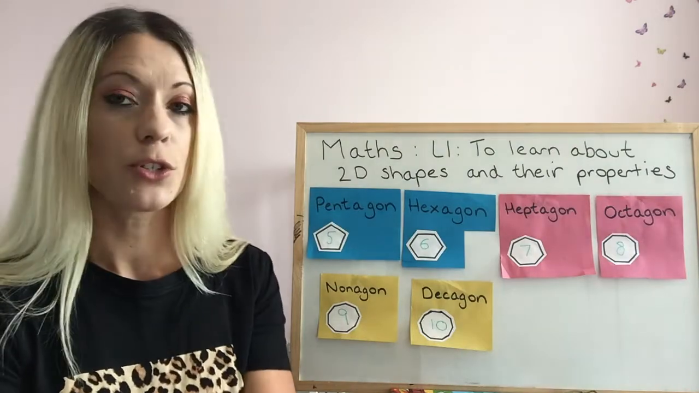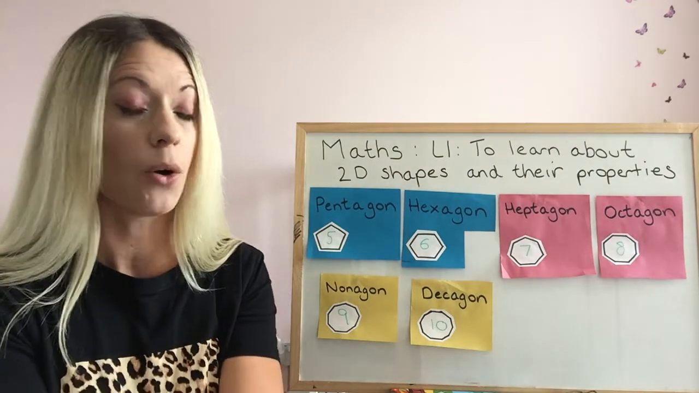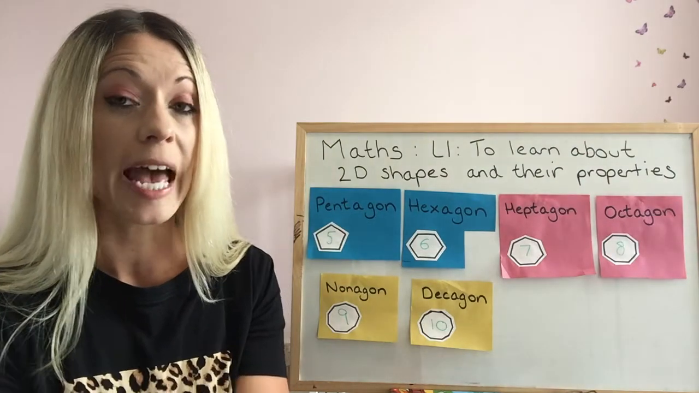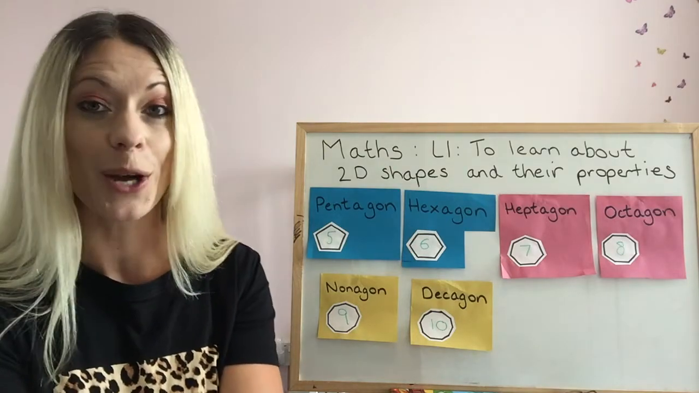So I would like you to write down for your Google Classroom or to shout out or tell another adult or somebody else in the room what you know about these shapes, how many sides, how many vertices they've got, and how you're going to remember them.